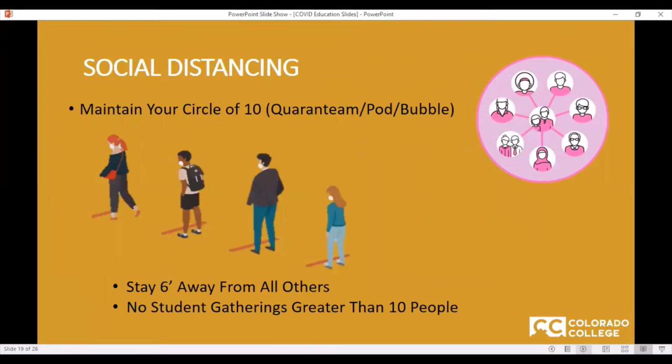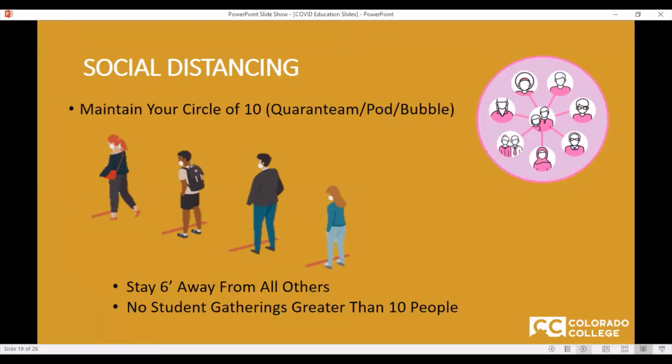Due to the way the COVID virus is transmitted, social distancing is another key part of preventing illness. Public health authorities recommend that you limit close contact, which is less than 6 feet of distance, for more than 15 minutes at a time, that you limit close contact to people within your circle of 10. For many people across the US, this circle is their family unit. Here on campus, it might be your quarantine, pod, or bubble.